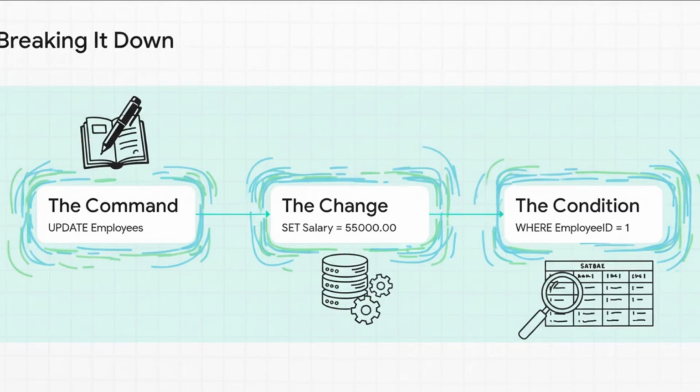So if we break it down, you can see that same three-part logic. You've got your command, update employees. You've got the change you're making, set salary equals $55,000.00. And then you have the crucial, all-important condition where employee ID equals 1. That condition is your safety net. It's your targeting system. It makes sure you only change what you mean to change.